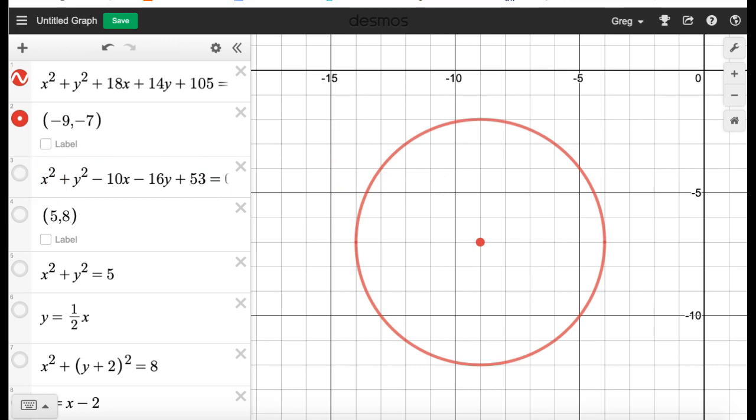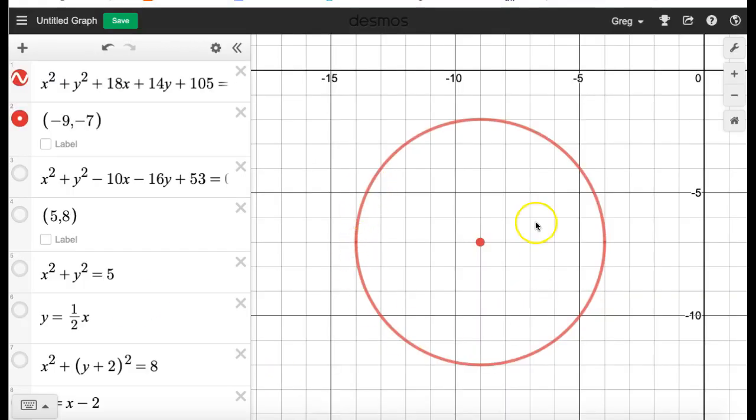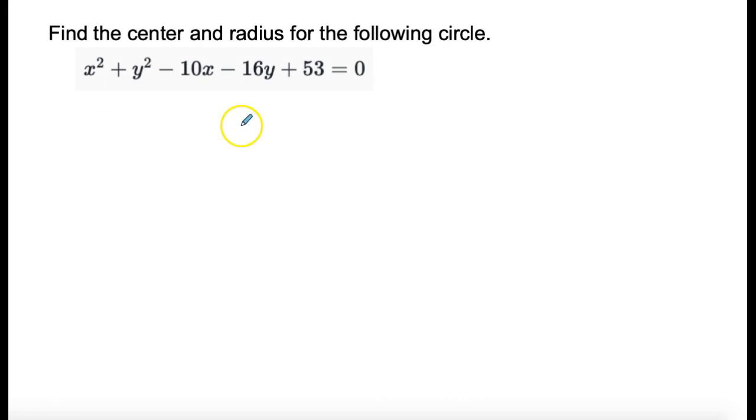But I am going to ask you guys to upload pictures of your work this time for when we do practice on these, because I do want you to practice going through this process, all right? Going through this algebraic process, but certainly use Desmos to check your work then and make sure that the equation of the circle that you got matches up. All right, so let's go through another example.